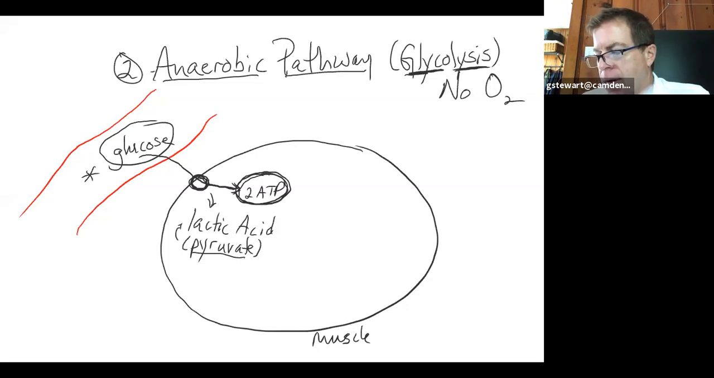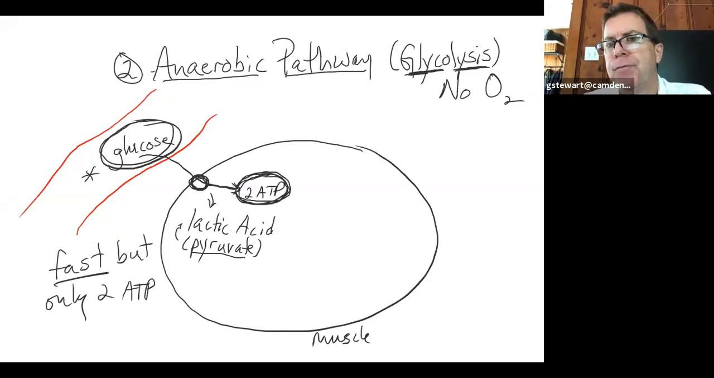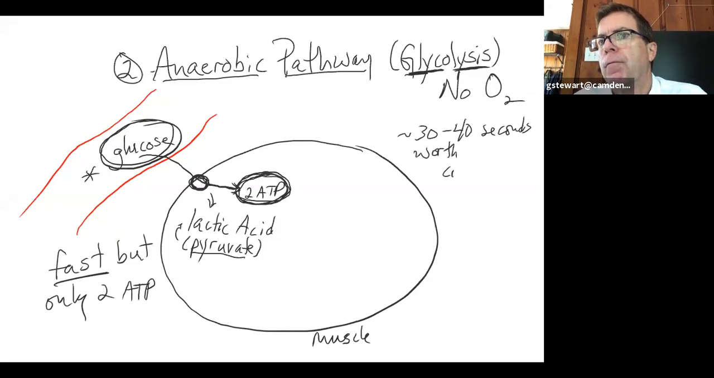All right. This anaerobic pathway produces very little ATP, but it produces it very fast. So what we say is it's not really efficient. So it's fast, but its drawback is only 2 ATP molecules per glucose molecule. And this can provide us for about 30 to 40 seconds worth of contraction. So now we're up to a whopping 40 seconds. We still haven't used any oxygen though.